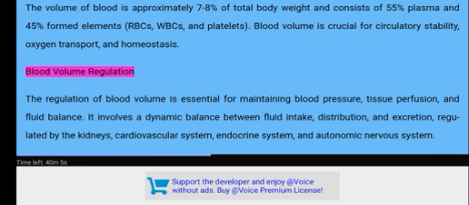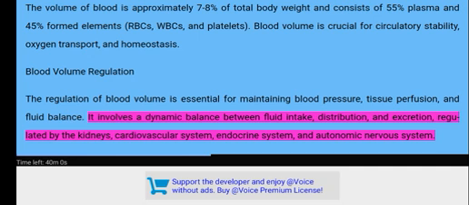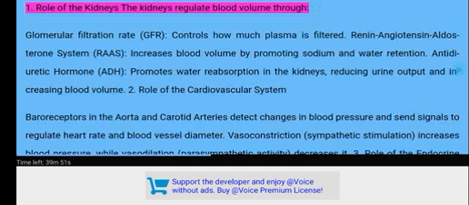Blood volume regulation. The regulation of blood volume is essential for maintaining blood pressure, tissue perfusion, and fluid balance. It involves a dynamic balance between fluid intake, distribution, and excretion, regulated by the kidneys, cardiovascular system, endocrine system, and autonomic nervous system. 1. Role of the kidneys.